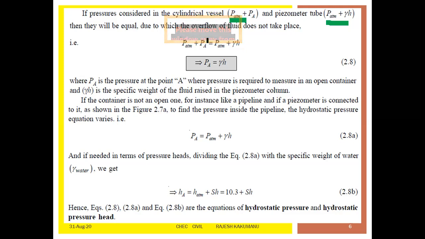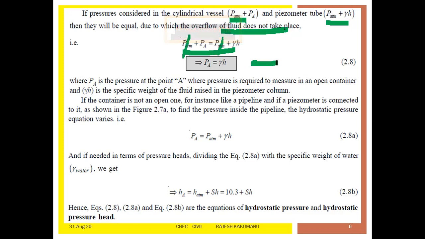సో రెండు ఈక్వల్ గా ఉంటాయి కాబట్టి overflow of the liquid అనేది జరగదు, that is the condition happening. Therefore we are calling them as P atmosphere plus PA is equal to P atmosphere plus gamma H. So this is a balancing equation. Now దాన్ని ఏం చెప్పొచ్చు మనము, atmospheric pressure దీన్ని మనం క్యాన్సిల్ చేసేస్తే what you are getting, PA is equal to gamma H.